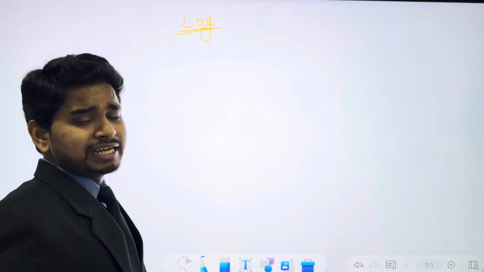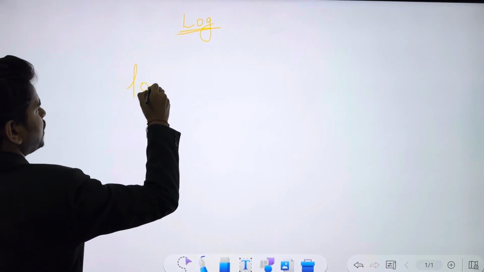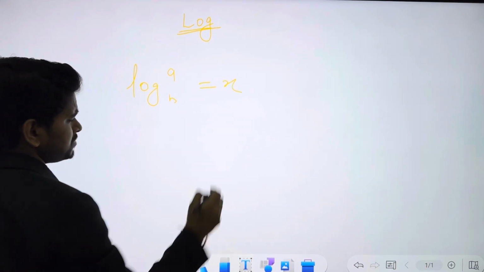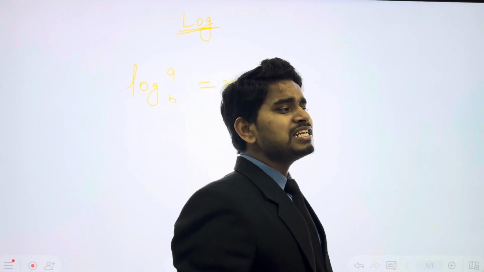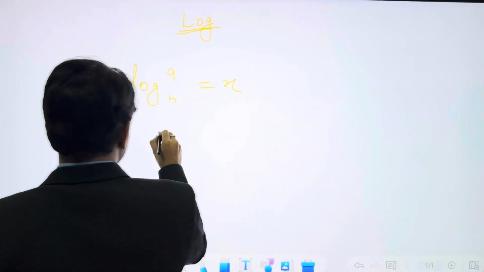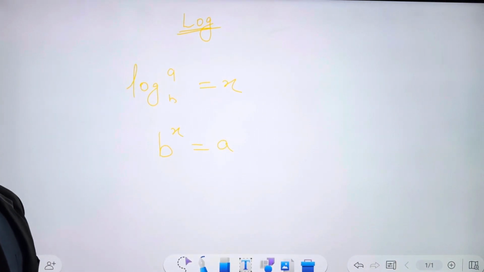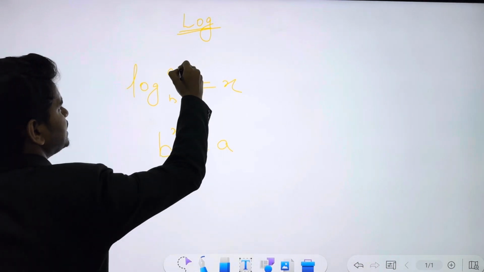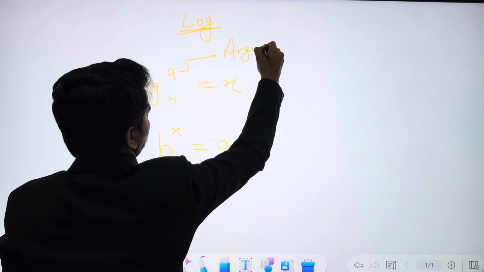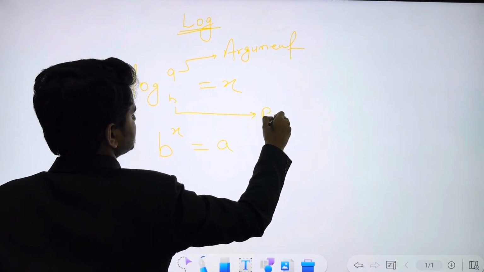What is log? It is a mathematical function. If you have written log a to the base b is equal to x, what is the meaning of this? It basically means that b to the power x is equal to a. What is this a called? This a is called the argument, and this b is called the base.